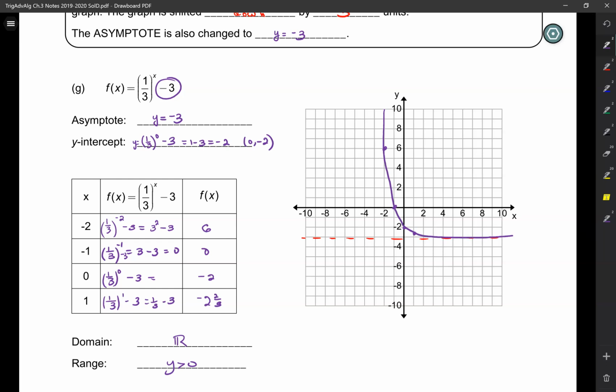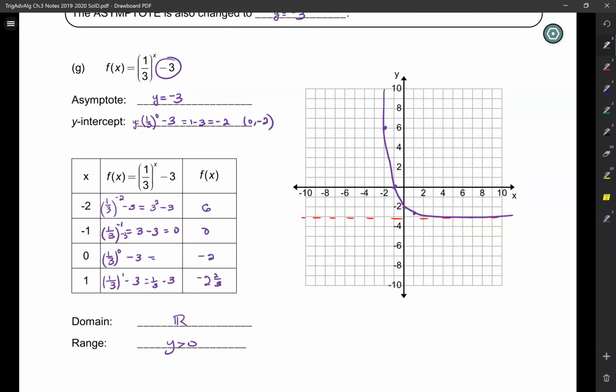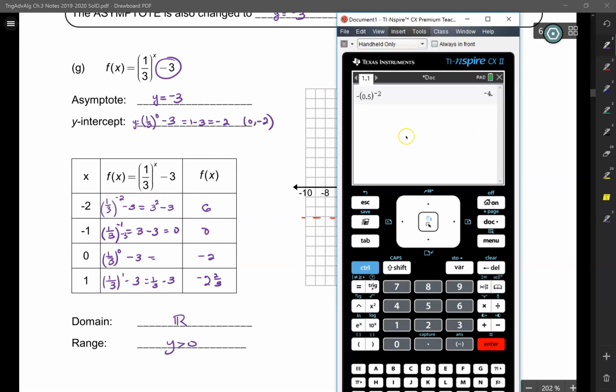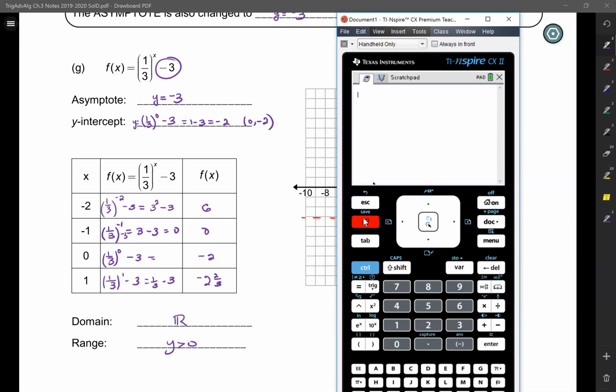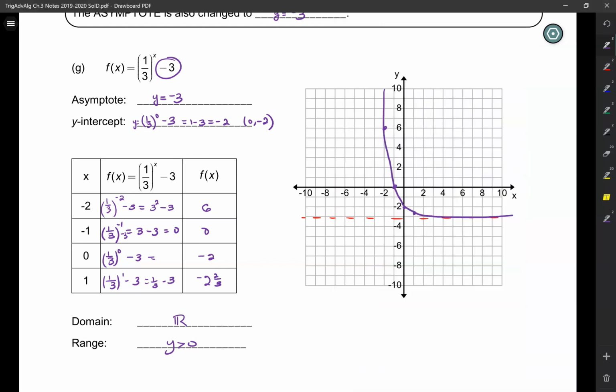Right now, go ahead and take out your calculators again, and we're going to graph this function right here. Go ahead and take out your calculator into the calculator mode. Give me a second and then I'll let you go. Okay. So go ahead and plug this function in. So in parentheses, 1 over 3 to the power of x.